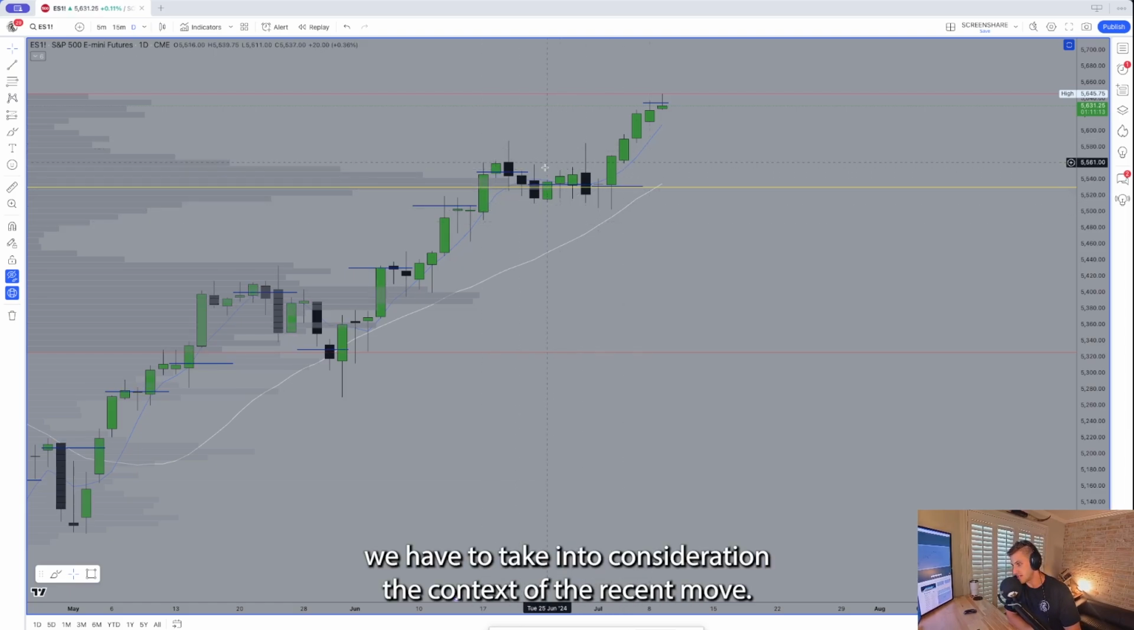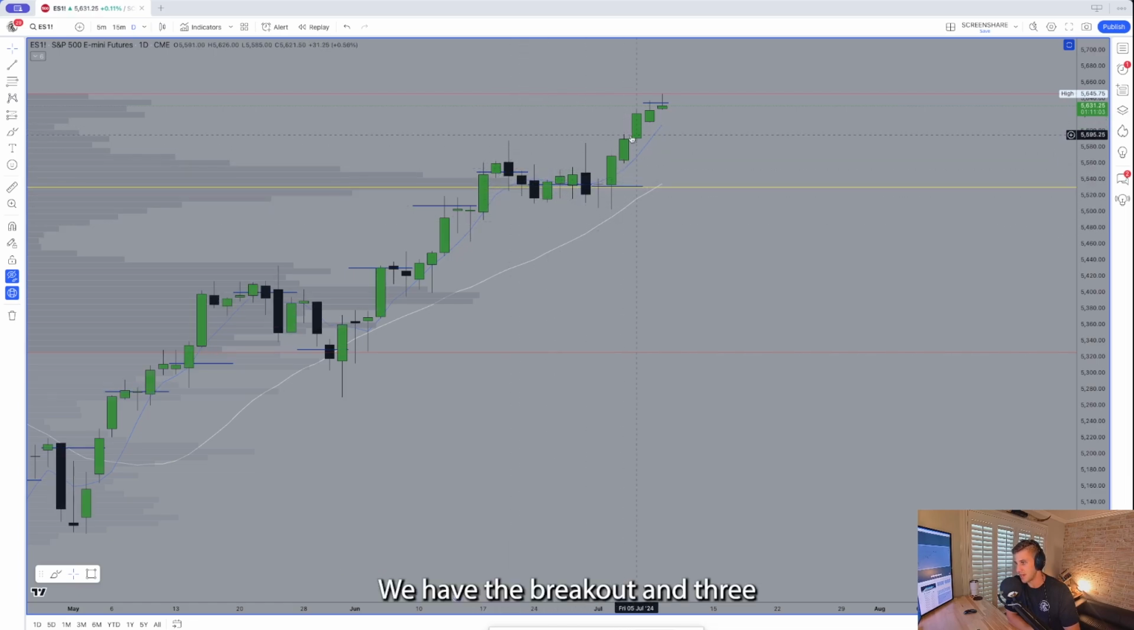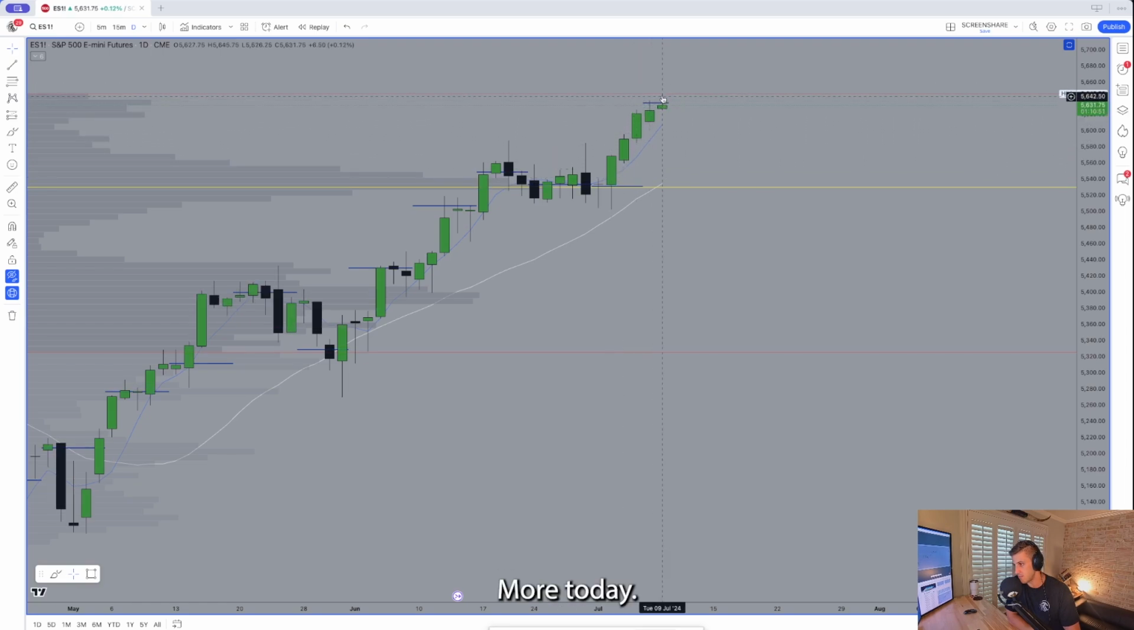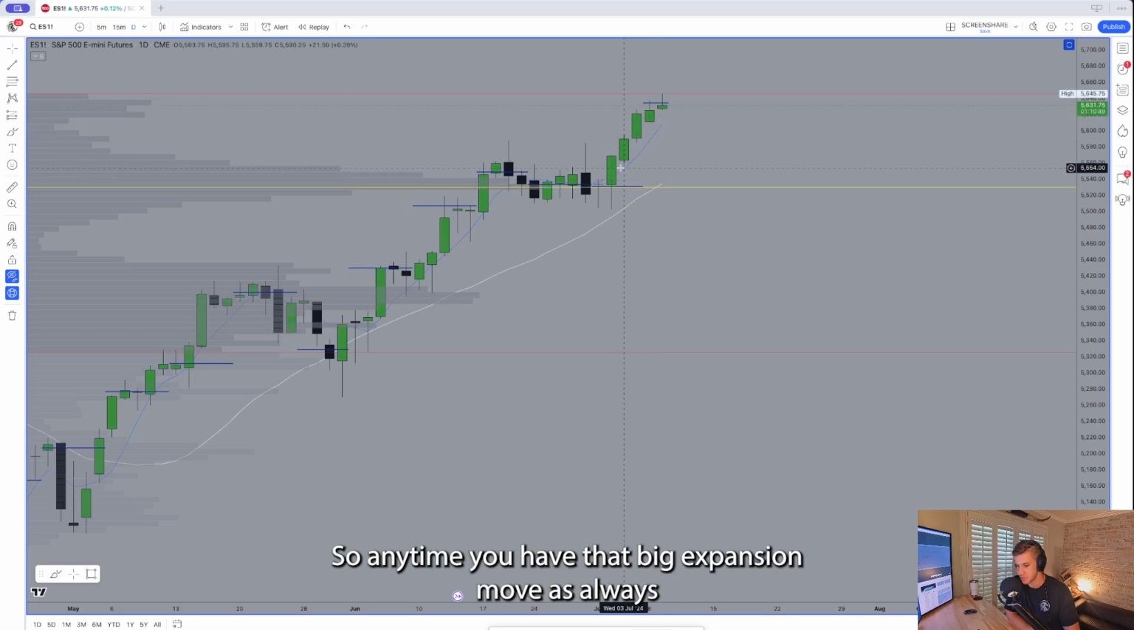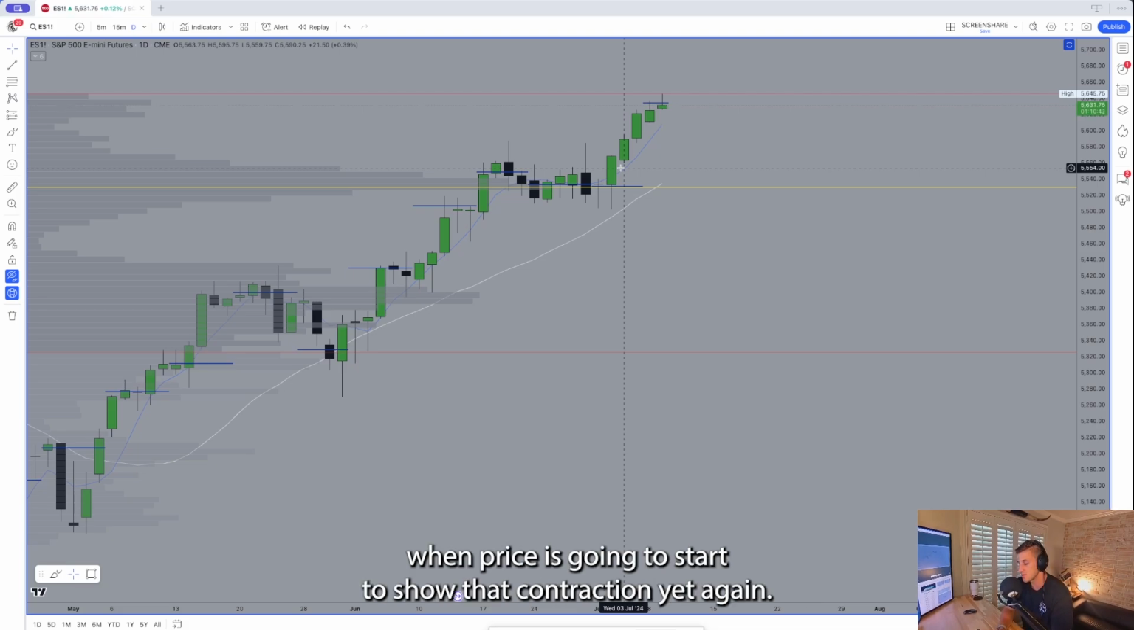But not only that, we have to take into consideration the context of the recent move. Price has been trading within a 2-week sideways range. We have the breakout and 3 consecutive trend days higher here on ES. Start to see a little bit of faltering yesterday, right? More today. So anytime you have that big expansion move, as always, we want to be looking for when price is going to start to slow down, when price is going to start to show that contraction yet again.